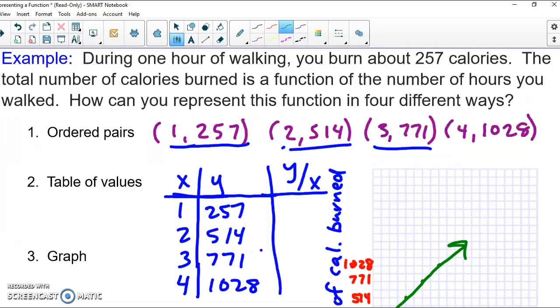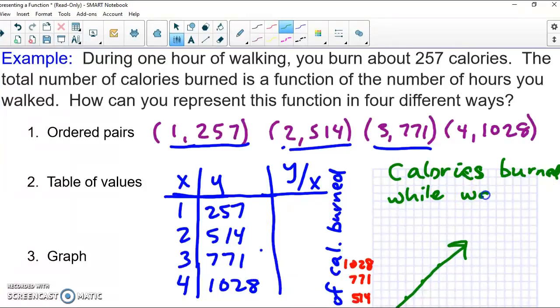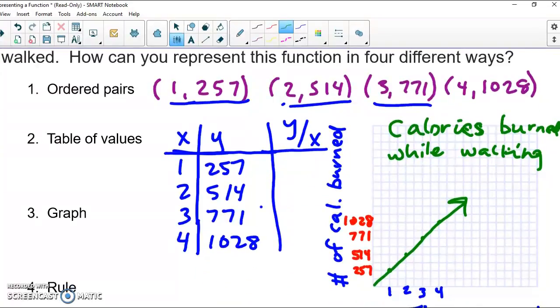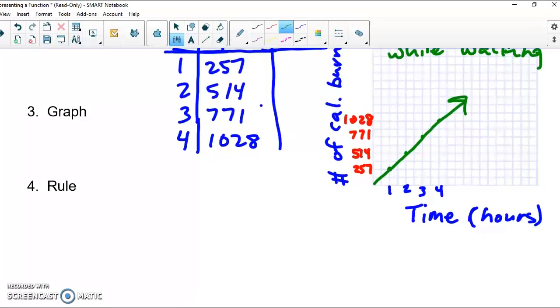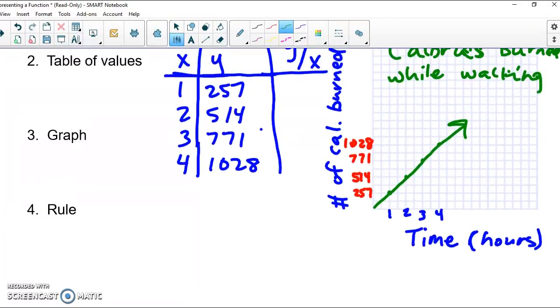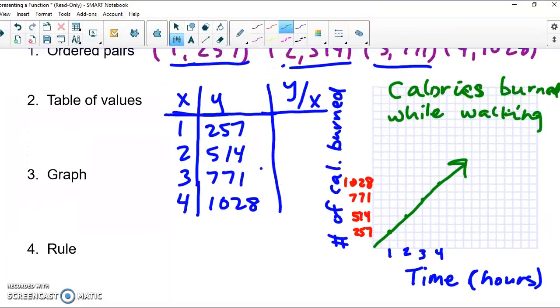Finally, I should add a title. So I might call this Calories Burned While Walking, so that we know what we're looking at when we look at my graph. And now finally I need to write a rule for it. So remember, to write a rule, I'm going to find my constant of variation, or in other words, the slope of this line. So that's where I'm going to come back and use this column in my table.